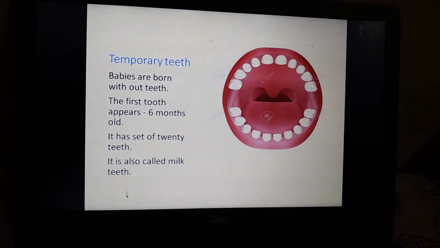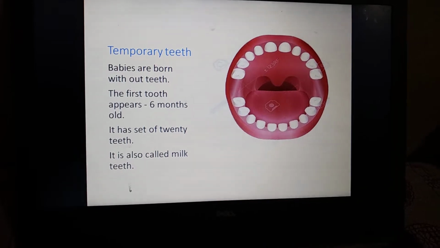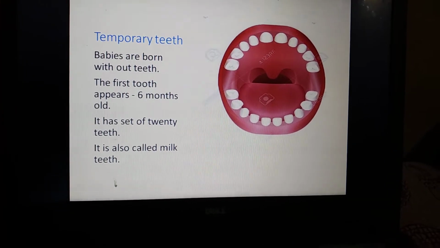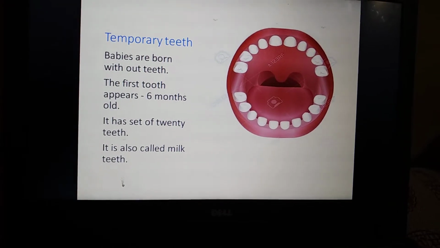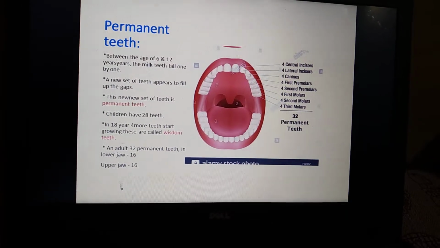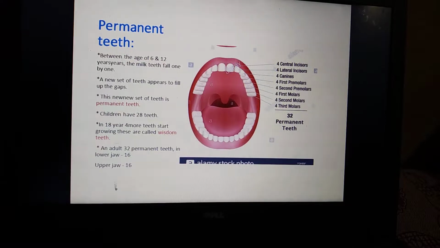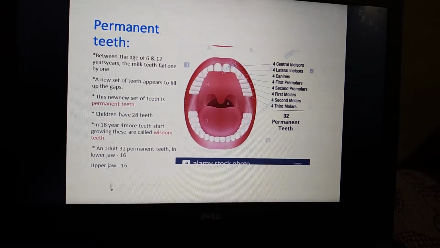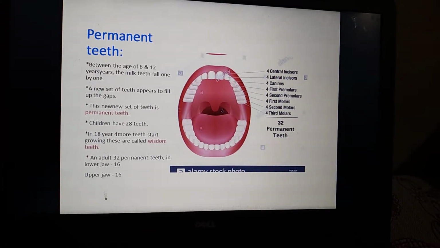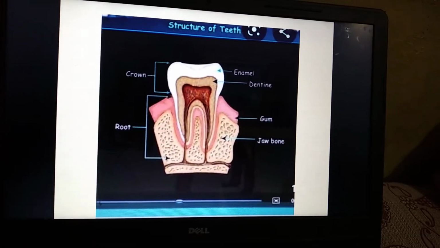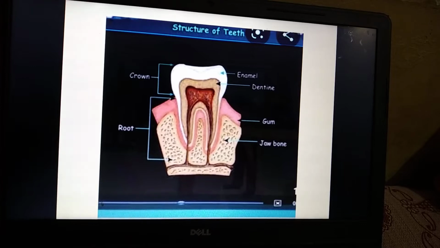Okay, and we have two sets of teeth. The first one is called temporary teeth. It has 20 teeth, and it is also called milk teeth. The second one is permanent teeth. The total count of permanent teeth is 32 for adults. Next, we are going to see the structure of the teeth.